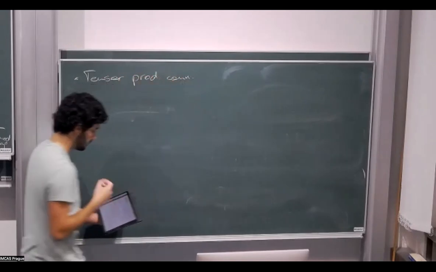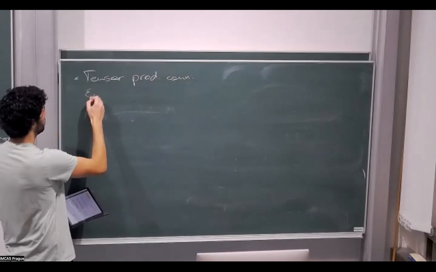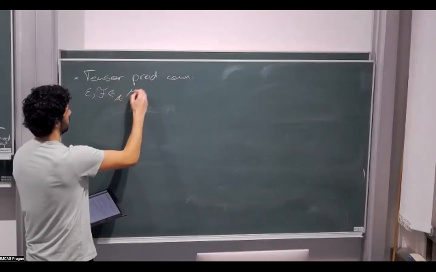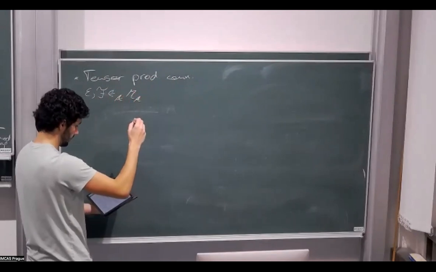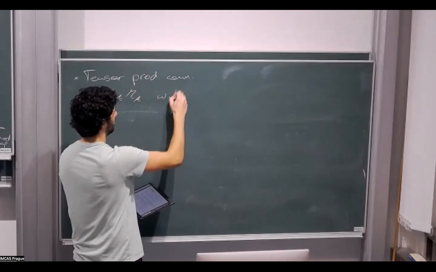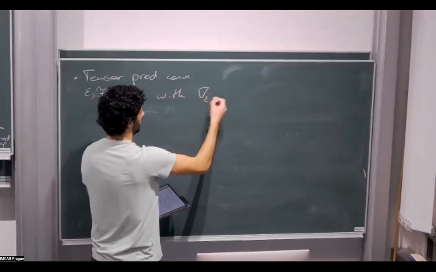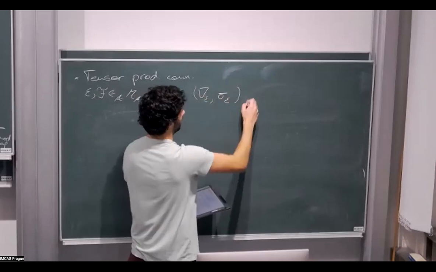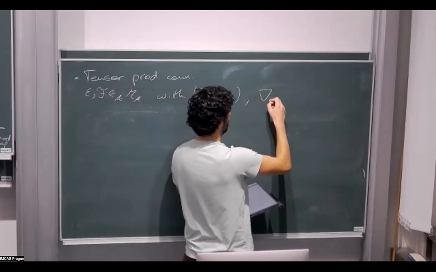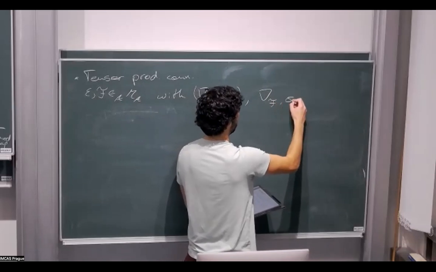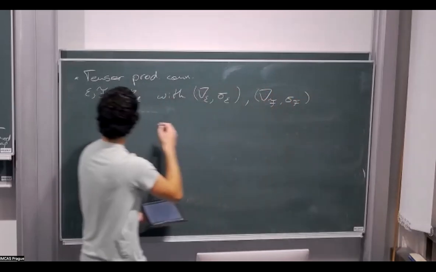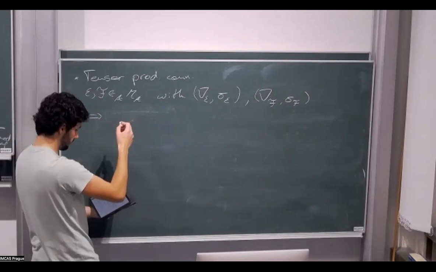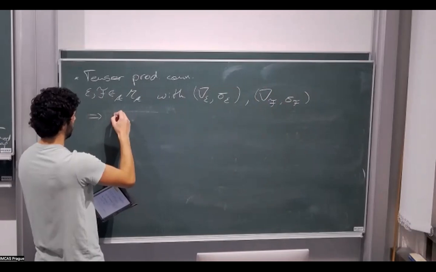And what this construction does is basically, if we have two modules, E and F being A-modules, with connections on them, so connections with braidings, nabla E, sigma E and nabla F, sigma F, then we can construct a connection on the tensor product of modules.